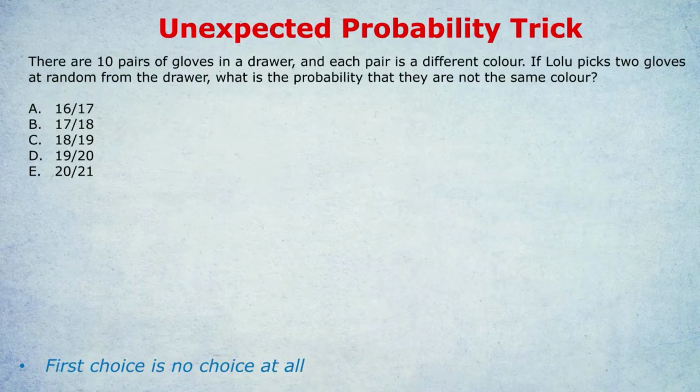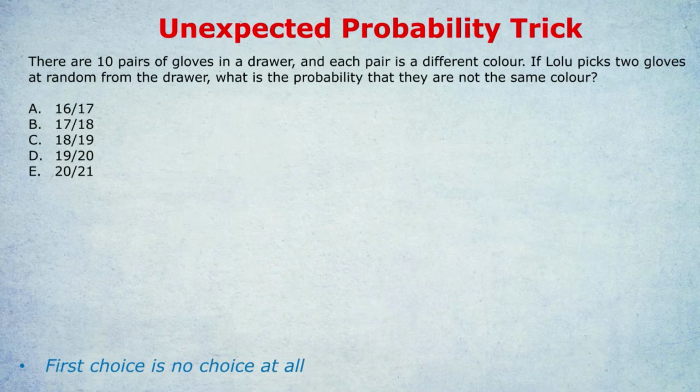Well, I guess let's just say red is one of the colours. So we've got a 2 out of 20 chance of getting a red glove, and then maybe a 1 out of something chance of getting the next red glove. Then it gets an answer way smaller than these. And then students get really confused, basically. They're not sure what to do. Well, here's the trick. Sometimes the first choice is no choice at all.